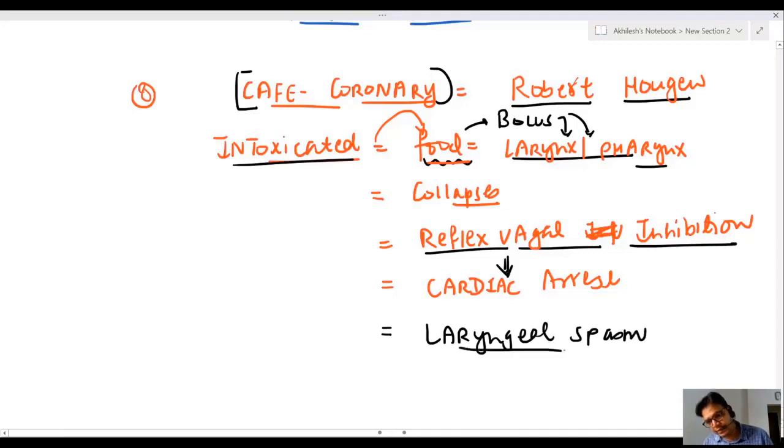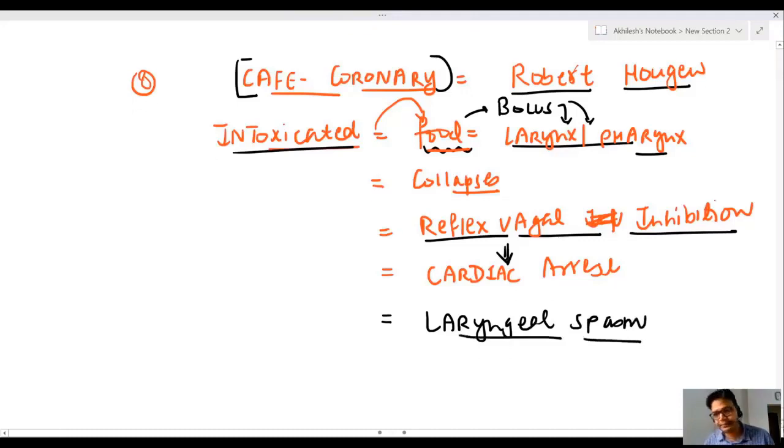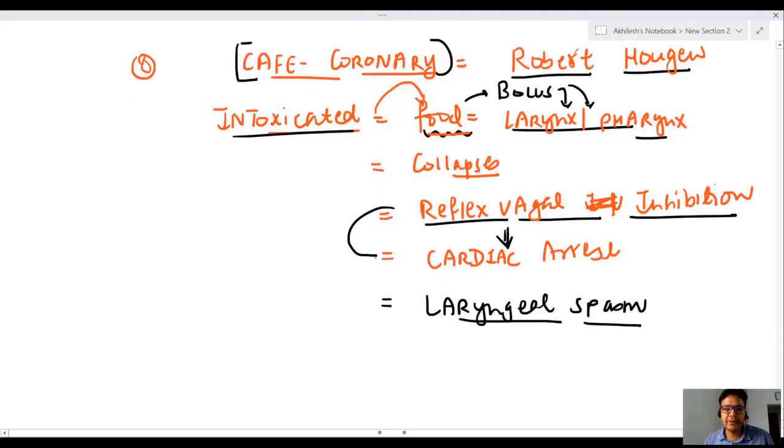This phenomenon is known as cafe coronary. The first cause of death is cardiac arrest. This is cafe coronary. The second cause of death is laryngeal spasm.